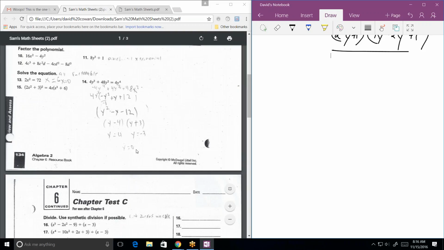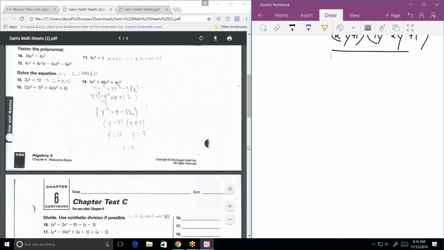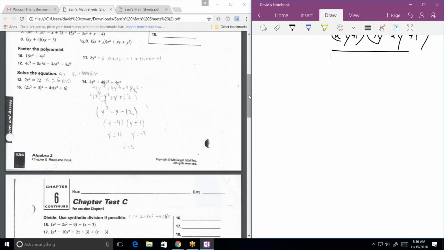But this y equals 0, a lot of people miss this solution just because they're not thinking about it. But for sure, if this whole thing's being multiplied by some number of y, then y equals 0 is part of the solution set. Could we work on 15? Because I didn't do that one.